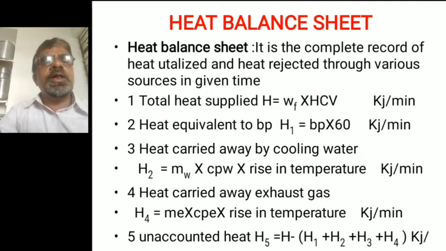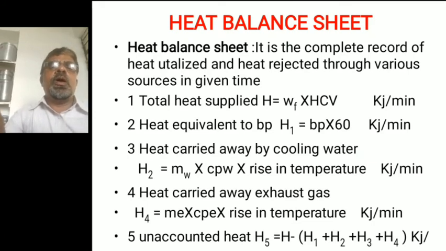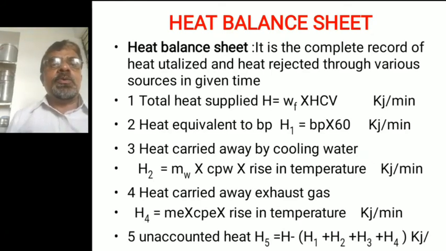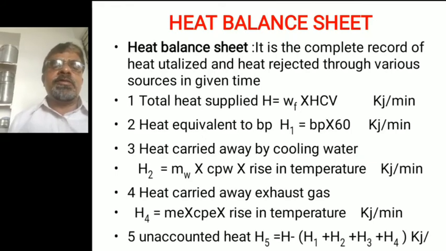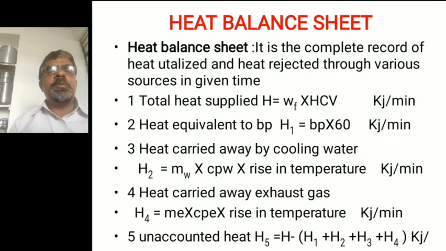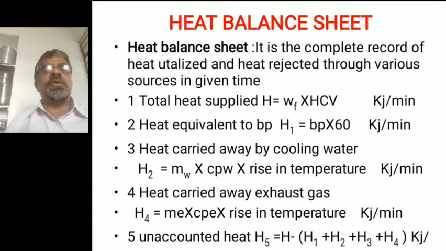And in this heat balance sheet, we have to calculate the amount of heat: total heat supplied, heat equivalent to BP, heat carried away by cooling water, heat carried away by exhaust gas, and finally unaccounted heat. The total heat supplied is H. It may be calculated by H is equal to WF into HCV, where WF is the weight of fuel in kg per minute, and HCV is the higher calorific value.